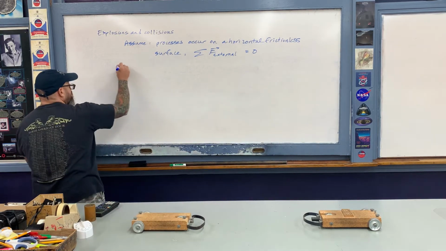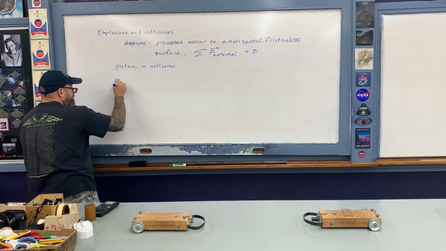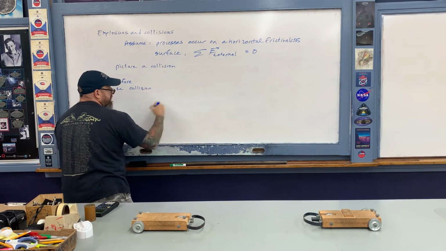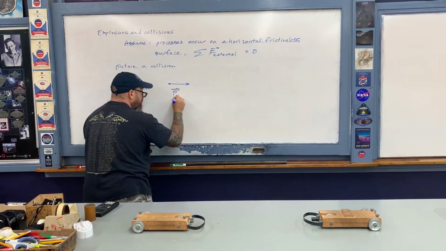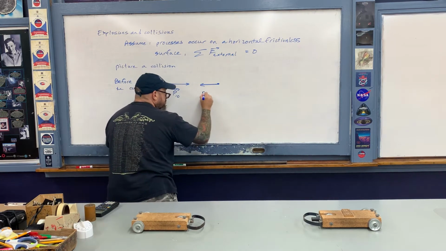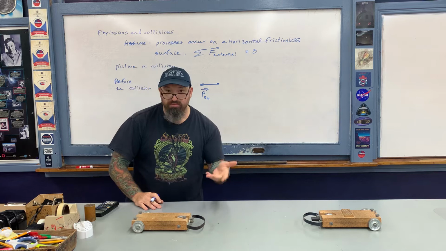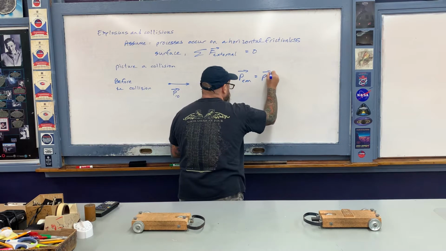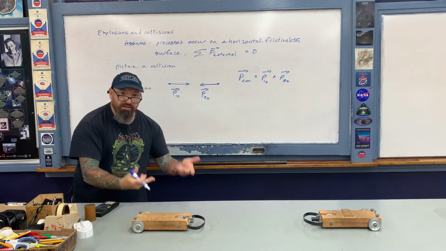So let's picture a collision. Before the collision, we have the two carts. We have the first cart moving in this direction like so with an initial momentum I'm going to call P1 naught. Then we've got the second cart like so, moving in this direction. Its initial momentum is P2 naught. The total momentum of the system is the momentum of the center of mass. So the momentum of the center of mass is equal to P1 naught plus P2 naught, like so. Okay, and then the collision takes place.